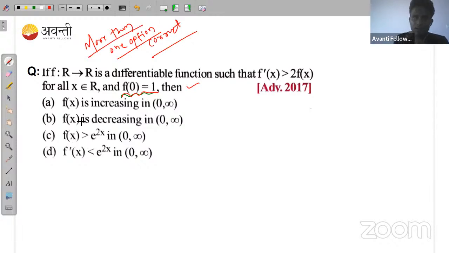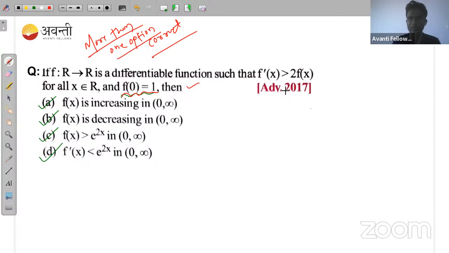So basically, it is asking something regarding the function: whether f of x is increasing or decreasing, and whether f of x is greater than e to the power 2x in 0 to infinity, and it's telling that its derivative is less than e to the power 2x in 0 to infinity. So we have this many relations.